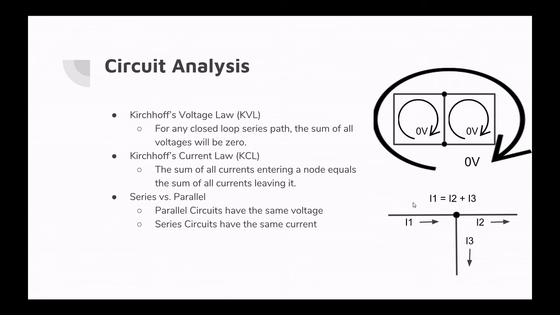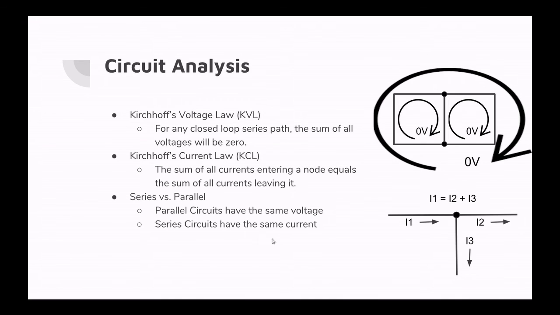So both these rules work together to give us this summary, series versus parallel circuits. In parallel circuits, each branch has the same voltage. So right up here, if you look, we have a node here and a node here. From the perspective of here, if we're going to have current going down and to the right, this line here is in parallel with this line here because they both start and end at the same location. That's the definition of a parallel circuit.